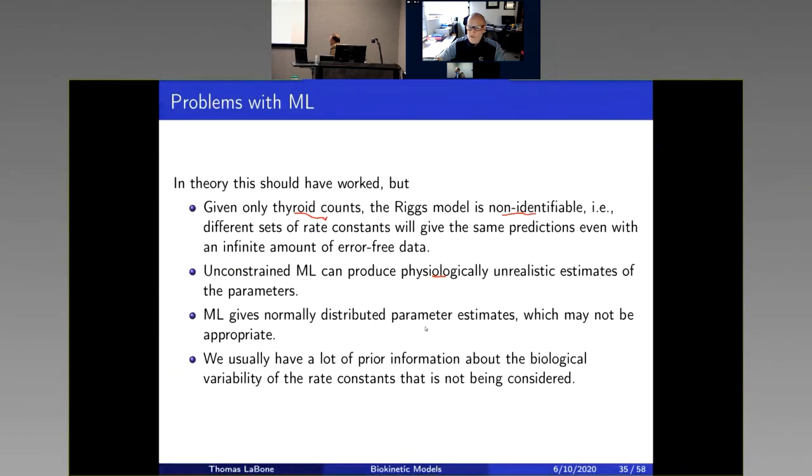It gives you normally distributed parameter estimates for the uncertainties. And this is the big thing right here: we know a lot about iodine metabolism that is not being incorporated into this analysis. There's just tons, and I'll talk about this some more, a lot of information that we could bring to bear to help us come up with a unique solution.